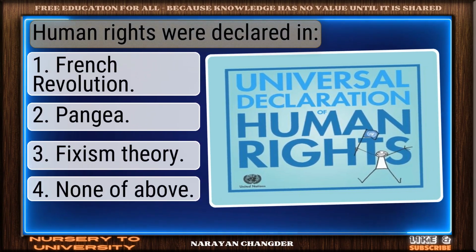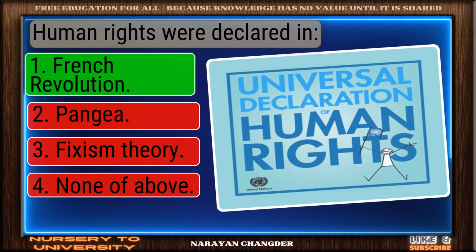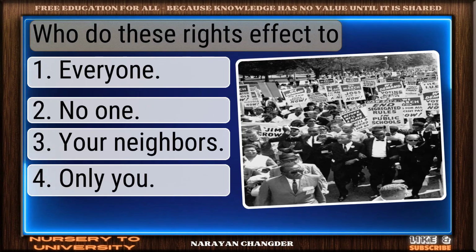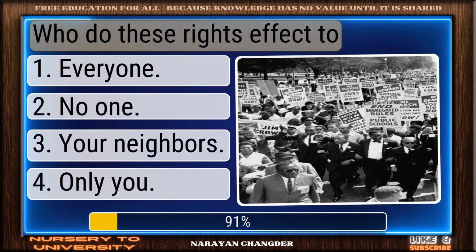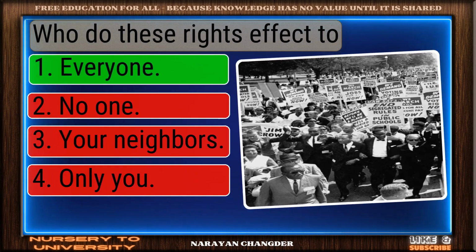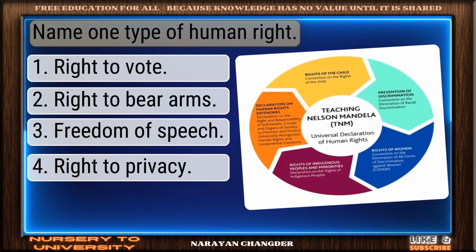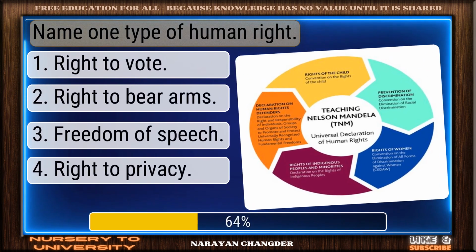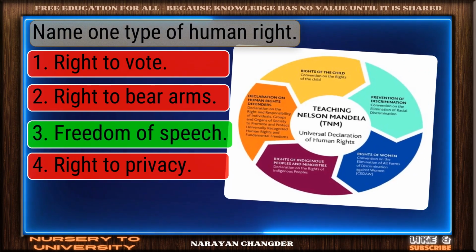Human rights were declared in... You got it. Your choice, French Revolution, is right. Who do these rights affect? Excellent choice. Everyone is the right answer. Name one type of human right. Bravo. Freedom of speech is the answer.